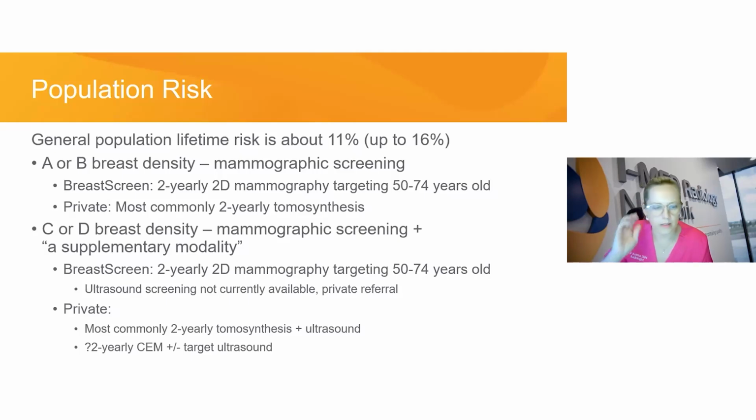In women who are a C or D breast density but population risk, the recommendation now is to have a supplementary modality. So women will have a 2-yearly 2D mammogram, and currently, ultrasound screening is not available through breast screen. So these women would require a private referral if they wanted to supplement their screening mammogram. Privately, the most common in this group would be women having a 2-yearly tomosynthesis and ultrasound.